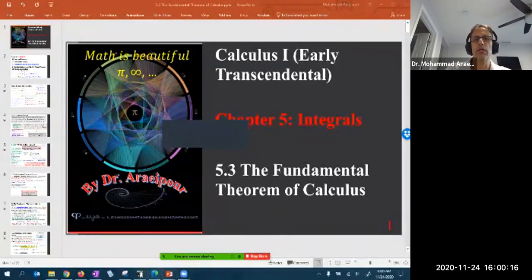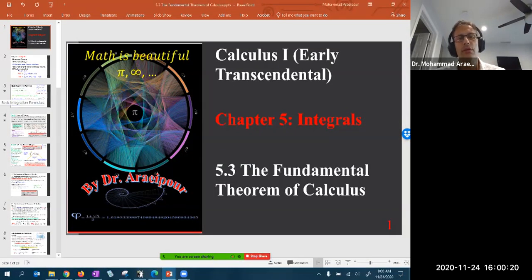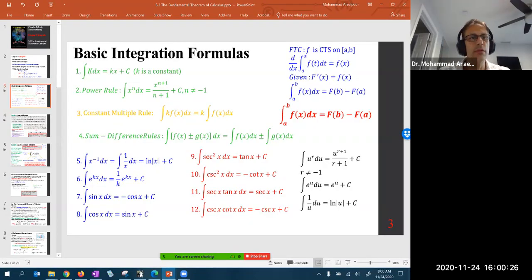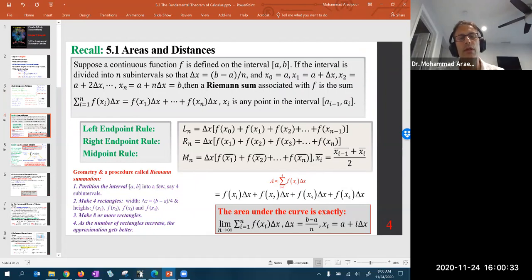Good morning, class. We are looking at section 5.3, the fundamental theorem of calculus. There are many integration formulas we should be comfortable with. We've looked at the concept of areas and distances, okay?